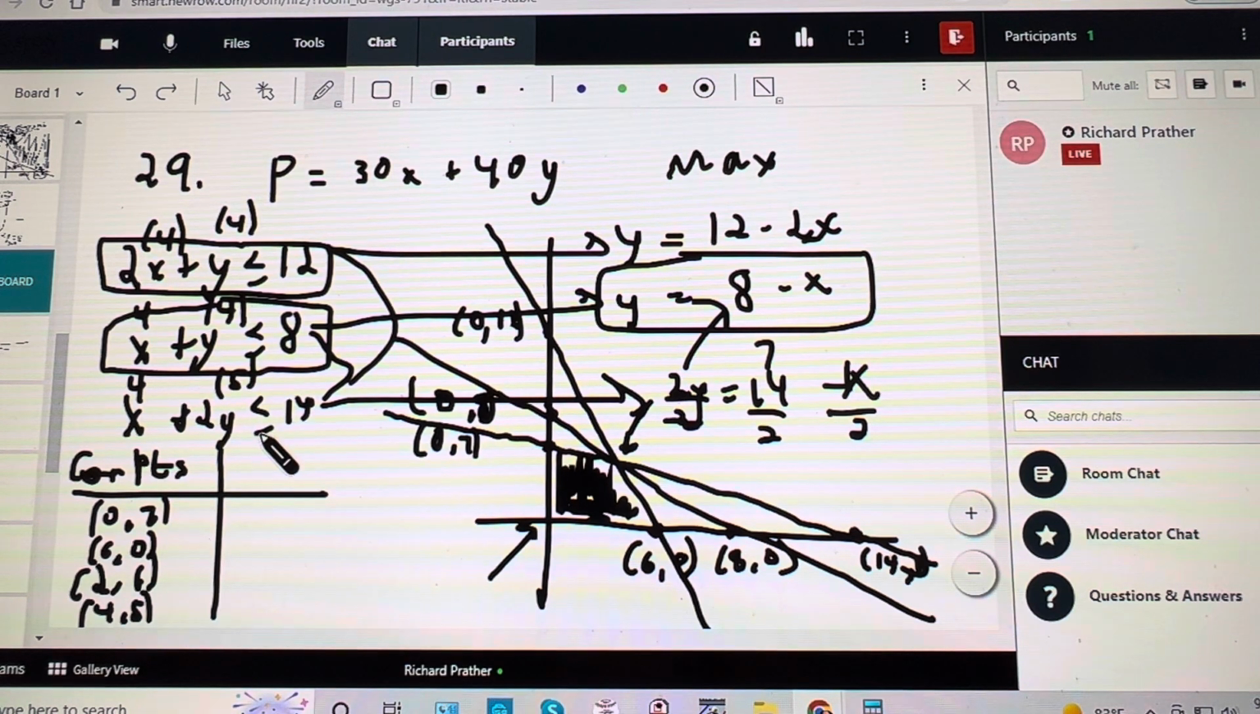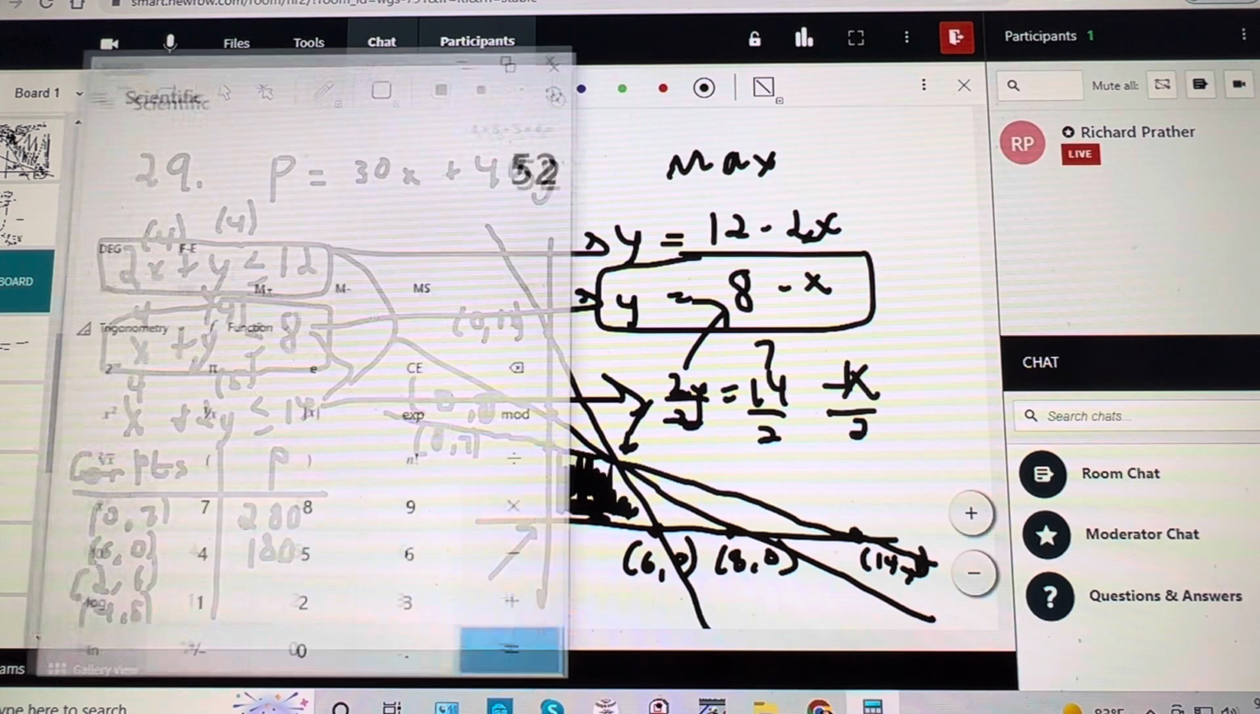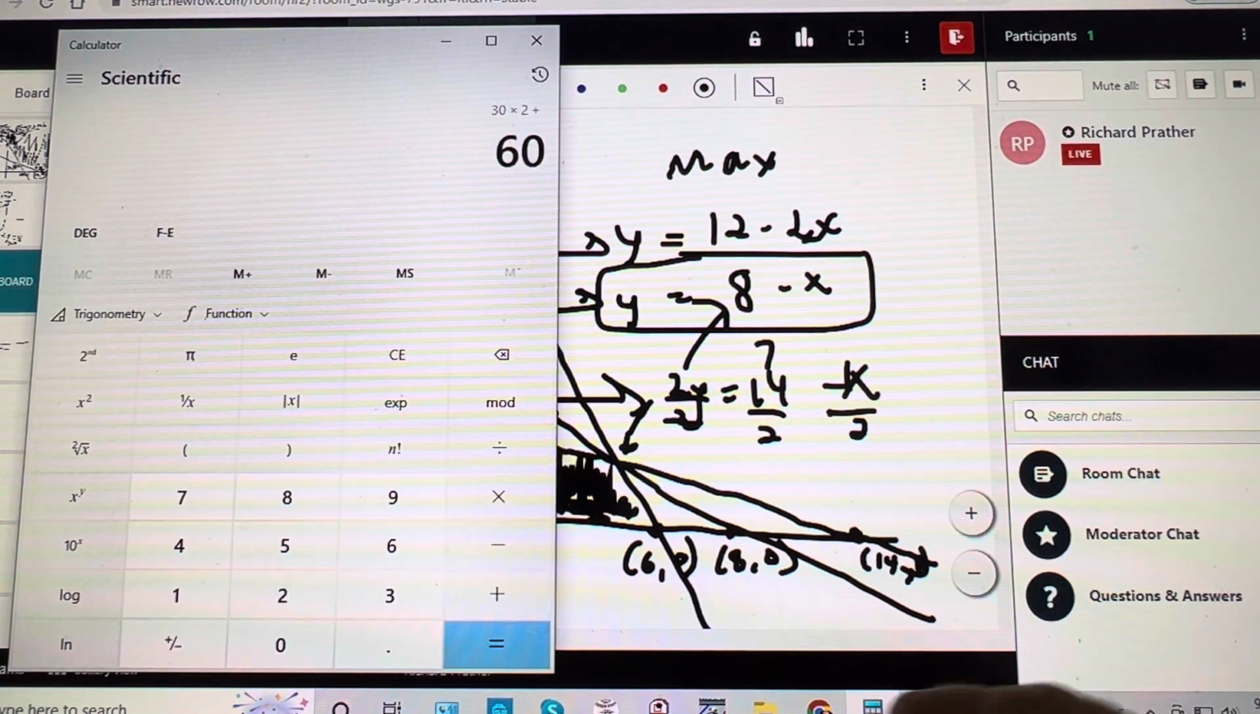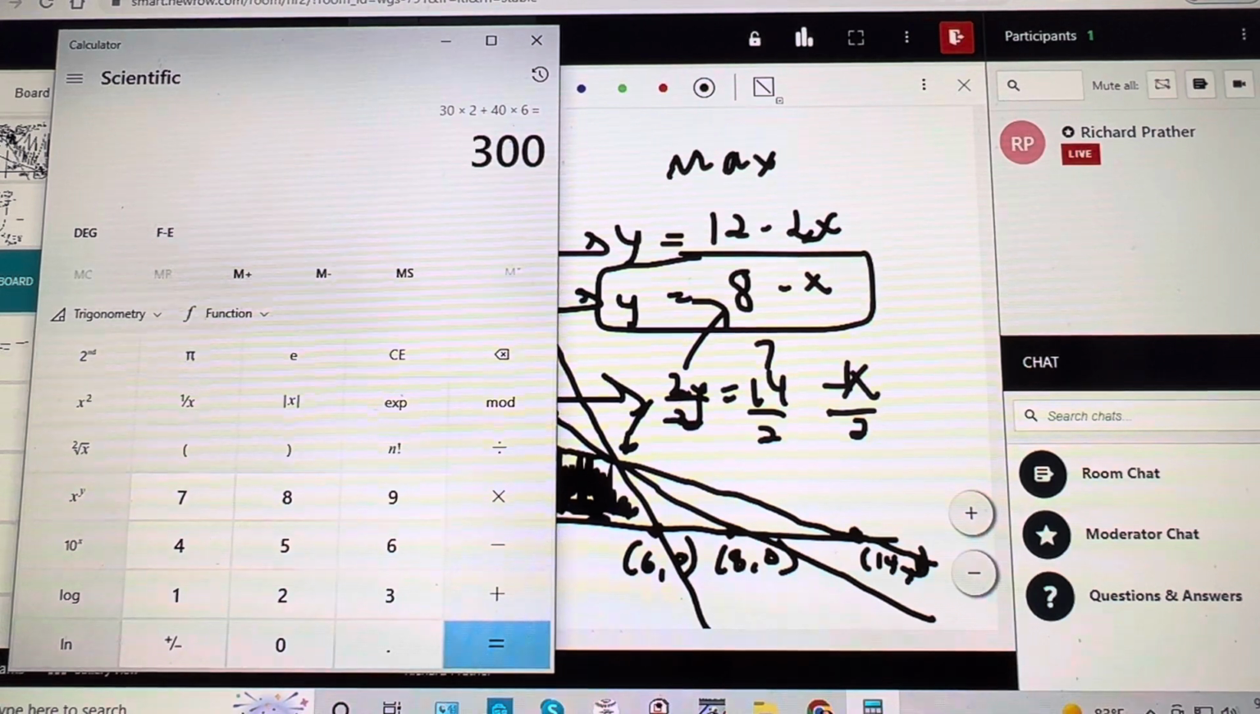I tried this to see if they were all the same. If they had all been the same, that would have made it a little easier, but okay, so now we just plug 7 in for y. 40 times 7 is 280. These are my profits. Plug 6 only in for x. 30 times 6 is 180. Then I need to do 30 times 2 plus 40 times 6, which is 300.